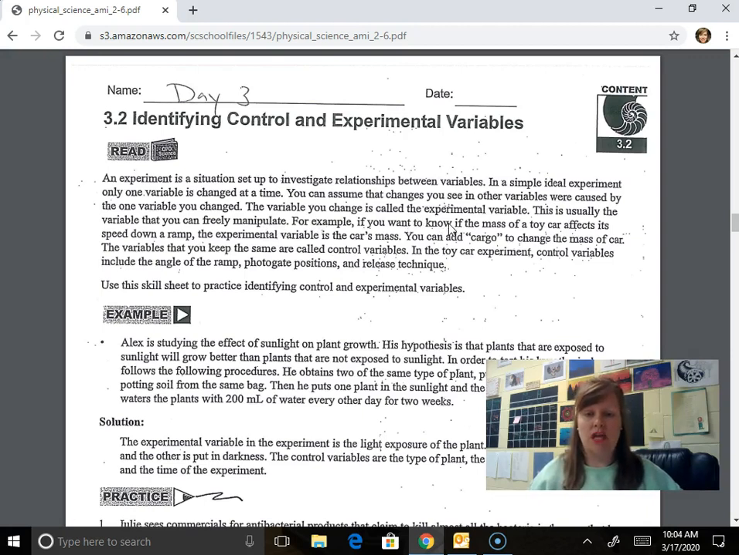For example, if you want to know if the mass of a toy car affects its speed down a ramp, the experimental variable is the car's mass. You can add cargo to change the mass of a car. We already actually did that in class where we changed and added different marbles. The variables that you keep the same are called the control variables, or what we call the constants or the controls. In the toy car experiment, control variables include the angle of the ramp, photo gate positions, and release techniques. So those are all 3 things that stay the same. You do not change those.